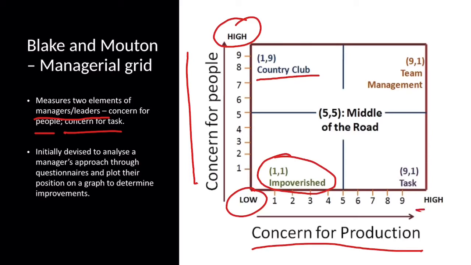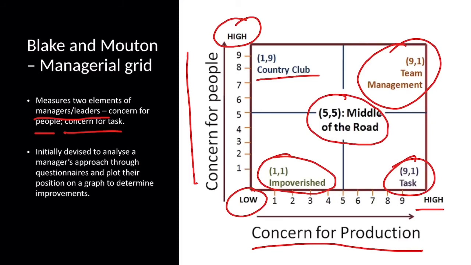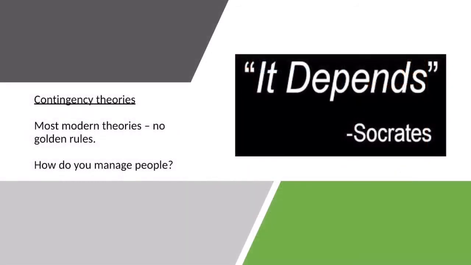If concern for production is high and concern for people is also high, that can be considered team management. Whereas if concern for people is low and concern for production is high, that can be considered more task oriented. There is another point known as middle of the road. But modern contingency theories mostly depend on there being no golden rules. For example, how do you manage people? They say it depends, according to Socrates.